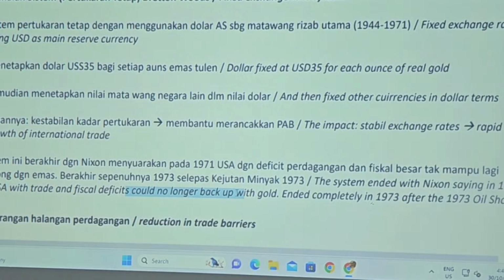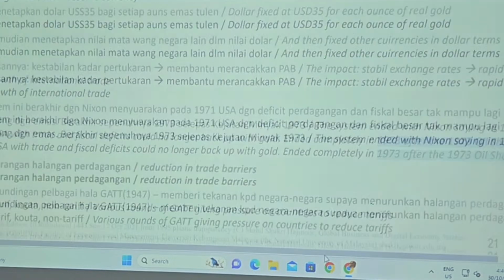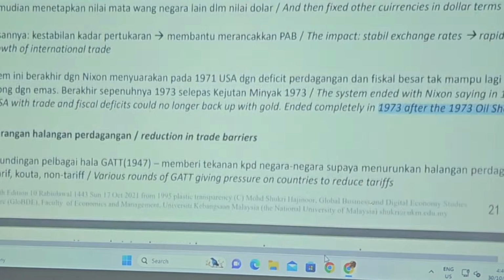So huge the trade deficit. Next time I say, could no longer back up with gold. So it ended completely in 1973, after the 1973 oil shock. So in history, you must know this.